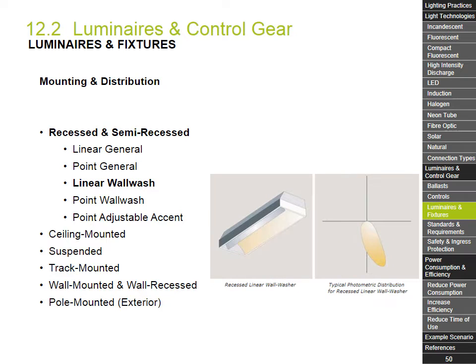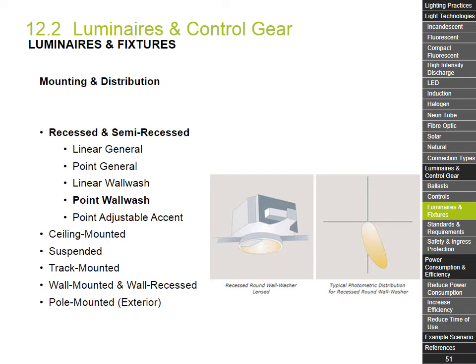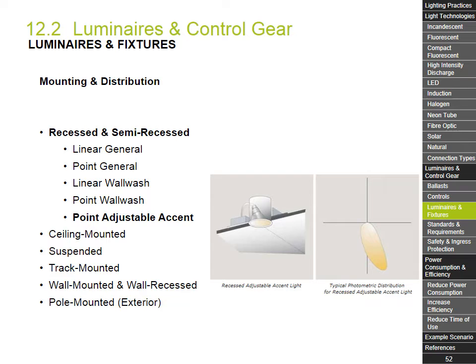Linear wall wash, which involves a linear light source that provides a wash of light aimed at a wall. The example here is fully recessed. Point wall wash, which involves a point light source that provides a wash of light aimed at a wall. The example here is also fully recessed. And point adjustable accent, which involves a point light source that provides a wash of light aimed at a wall. The aim of the luminaire can be adjusted in the recessed luminaire.